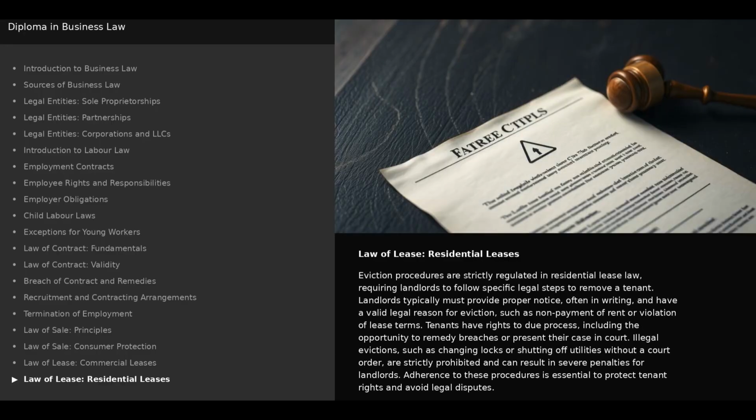Eviction procedures are strictly regulated in residential lease law, requiring landlords to follow specific legal steps to remove a tenant. Landlords typically must provide proper notice, often in writing, and have a valid legal reason for eviction, such as non-payment of rent or violation of lease terms. Tenants have rights to due process, including the opportunity to remedy breaches or present their case in court. Illegal evictions, such as changing locks or shutting off utilities without a court order, are strictly prohibited and can result in severe penalties for landlords. Adherence to these procedures is essential to protect tenant rights and avoid legal disputes.